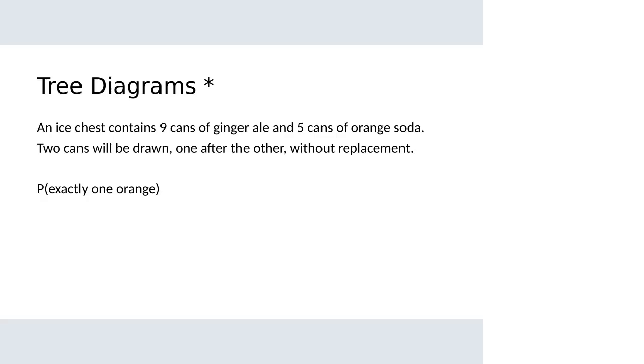An ice chest contains 9 cans of ginger ale and 5 cans of orange soda. 2 cans will be drawn one after the other without replacement. Find the probability of getting exactly 1 orange soda. So your thought process here is exactly 1, not a single specific outcome. Going to have to make a tree diagram. I'm going to let you make the tree diagram here, use it to get the sample space, and then answer this question. I'll set up a poll for it, and I'll give you some time to work on this one.